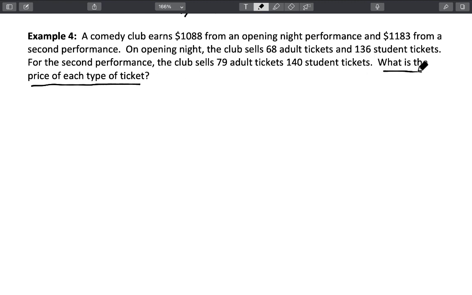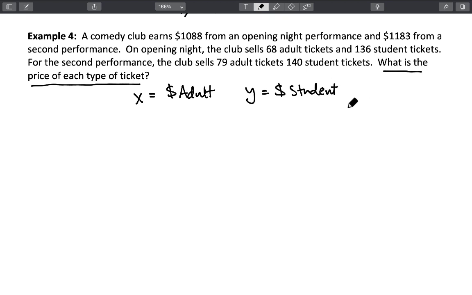I'm going to underline this last sentence because this tells us what we need to be looking for here. What are the prices of the two ticket types? And so that's how we're going to set up our variables. We're going to say x is going to be equal to the price of the adult ticket, and y is going to be equal to the price of the student ticket.